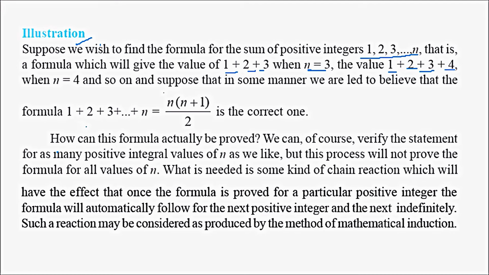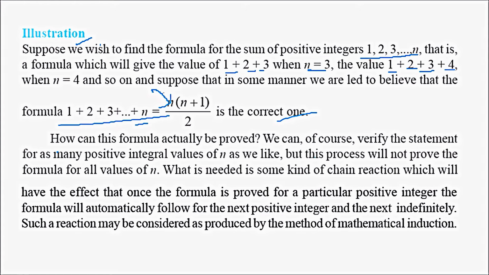And now just imagine that you want to believe, or you want to assume, or you want to tell somebody that okay, 1 plus 2 plus 3 till n is nothing but n into (n plus 1) by 2. Is it correct? How are you going to prove it? How is the other person going to believe that this type of formula is correct? So how to prove?